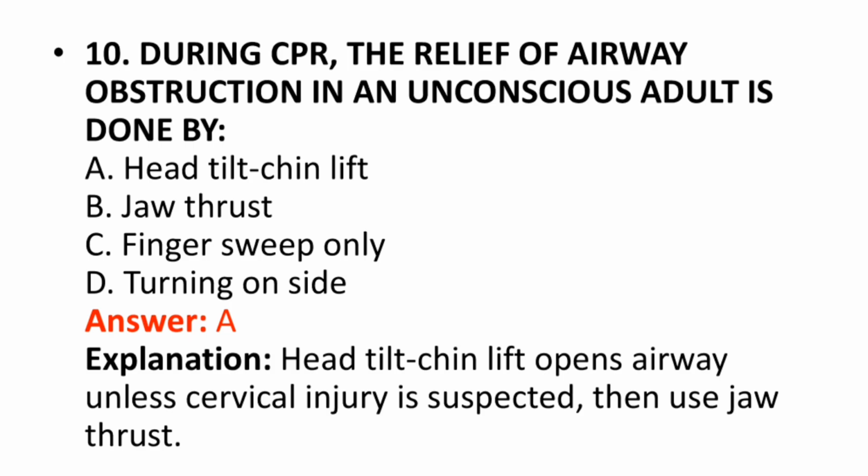During CPR, the relief of airway obstruction in an unconscious adult is done by option A, head tilt, chin lift, option B, jaw thrust, option C, finger sweep only, option D, turning on side. The correct answer is option A, head tilt, chin lift. Head tilt, chin lift opens the airway unless cervical injury is suspected, then use jaw thrust.